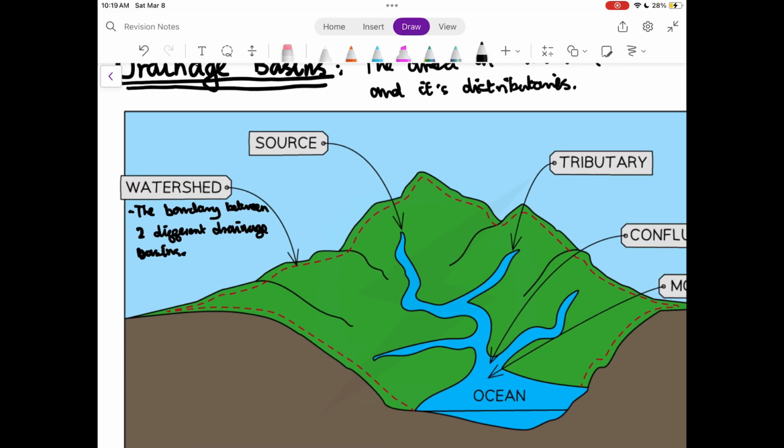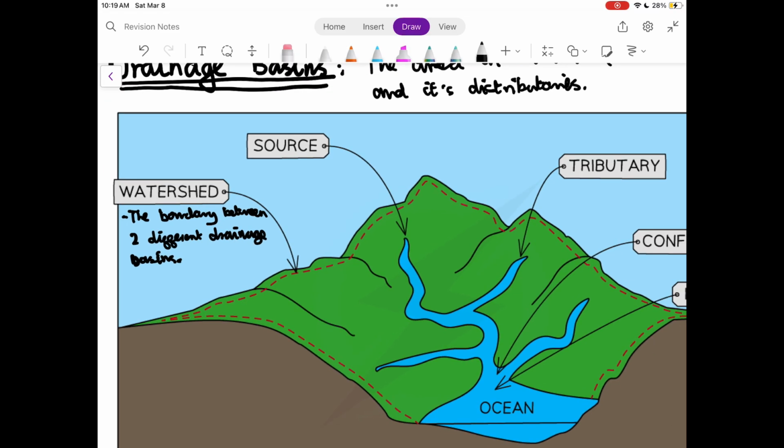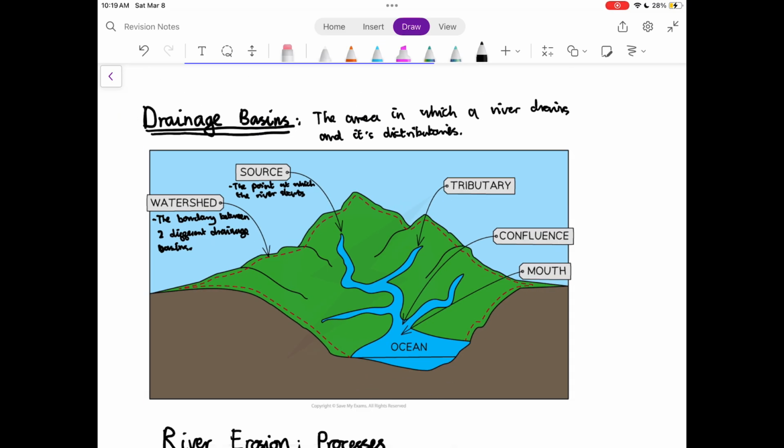So the second thing you need to know is the source, and this is the point at which the river starts. And this is usually located in the upper course in the river, but I'll go through the different courses of the river later in this video.